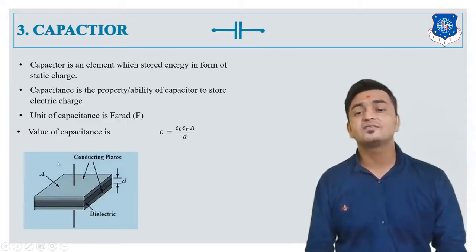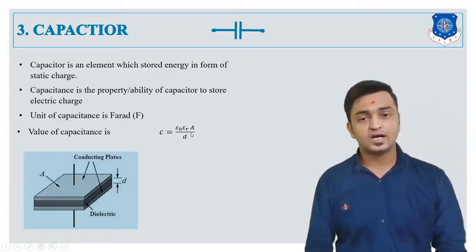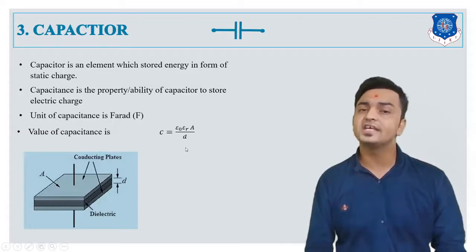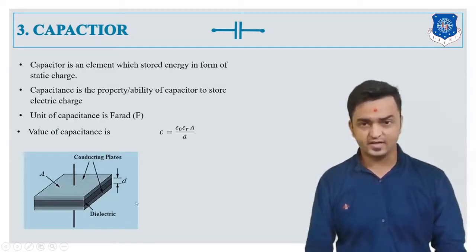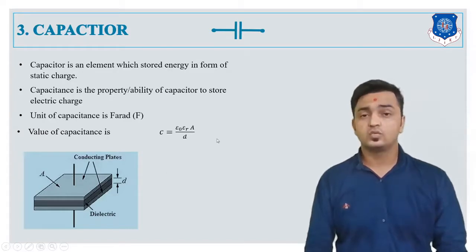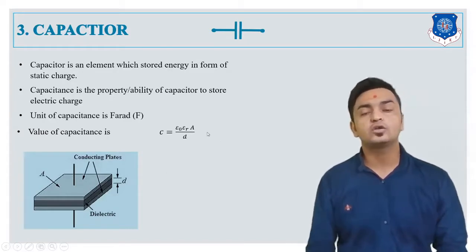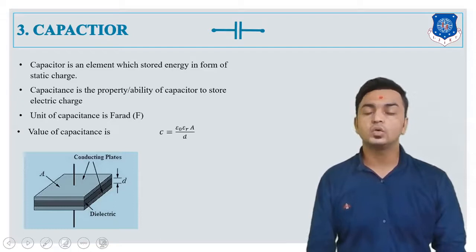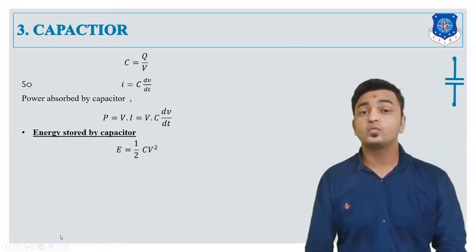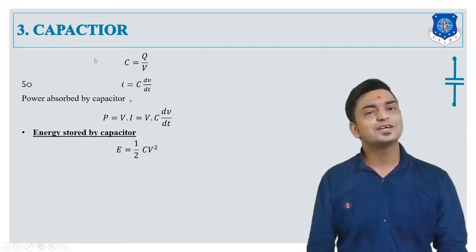We can define its value of capacitance by this given equation, C is equal to epsilon naught epsilon r into A divided by D. Here A is the cross sectional area of these plates, and D is the distance between these two plates. Epsilon is permittivity, epsilon naught is absolute permittivity, and epsilon r is relative permittivity. Now first of all we know the relation for a capacitor between capacitance, charge and voltage, and that is C is equal to Q by V.